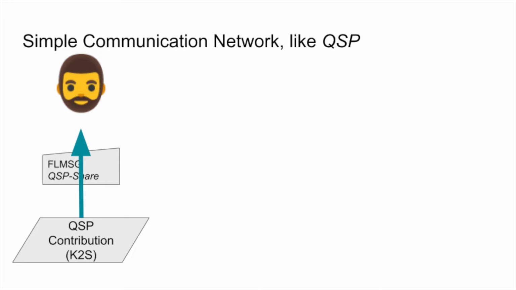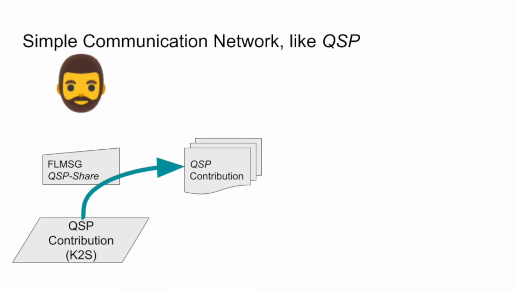Once the QSP editor has the K2S file, he can take a look at it. He can open FLMSG. He's got the QSP share custom form, so he can open it up. He can look at it. He could decide he's going to print them, and he can see all of these different contributions. That's the way that a lot of people use FLMSG and FLMSG custom forms.